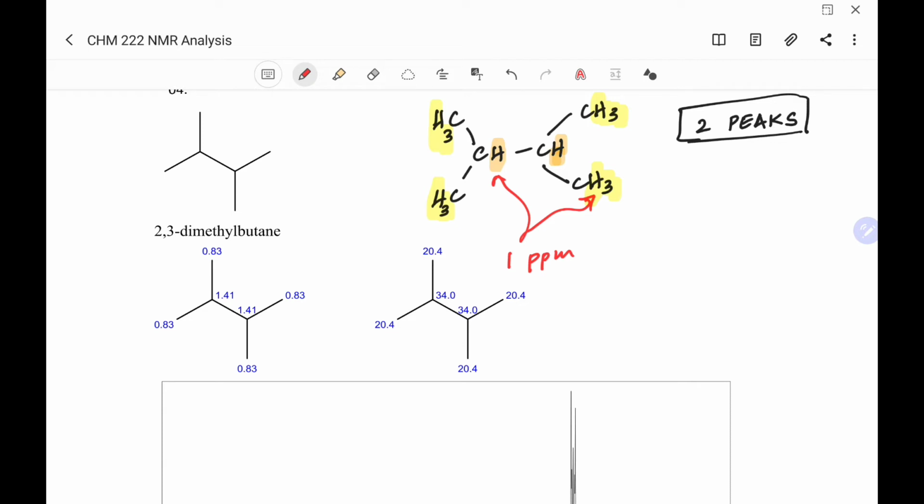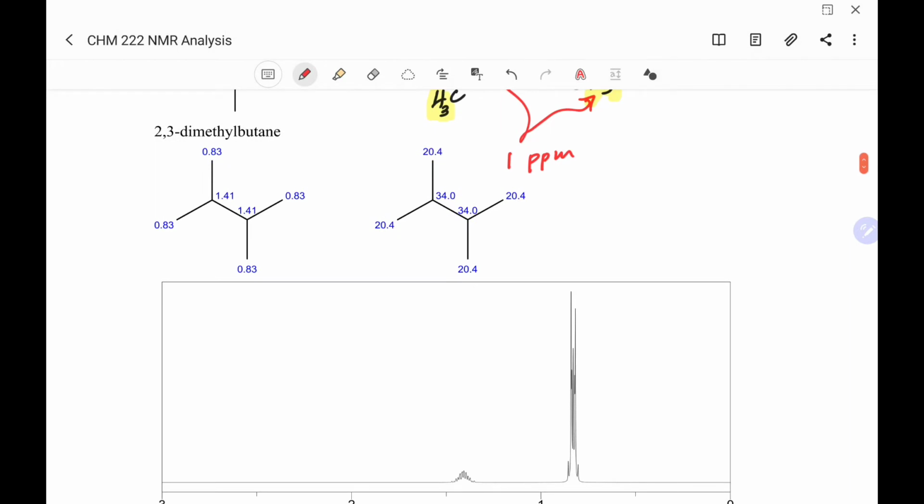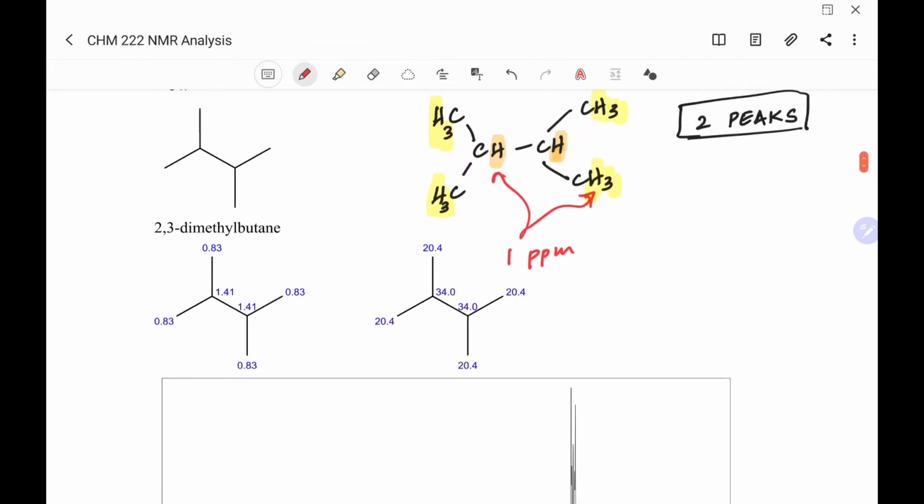And splitting patterns should be interesting. If you take a look at the CH3, the yellow hydrogens, you have two hydrogen neighbors, a CH2 group as the neighbor. So you can say it will be a triplet because you have two neighbor hydrogens. According to the n+1 rule, it will split into three.